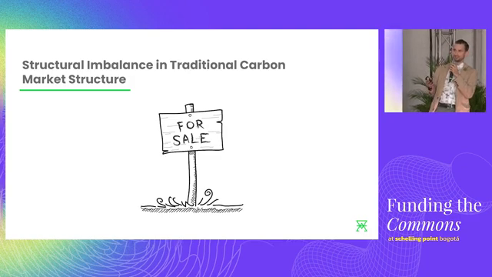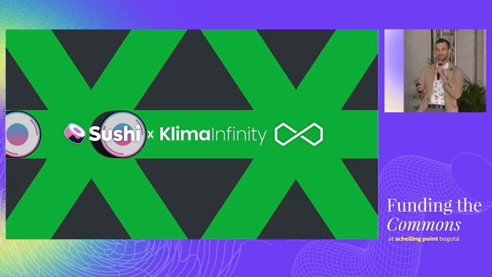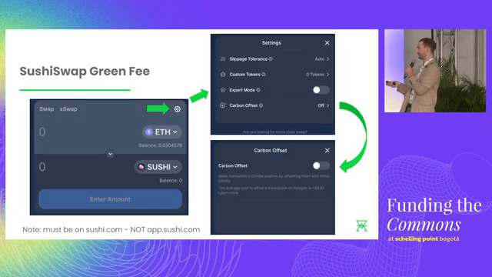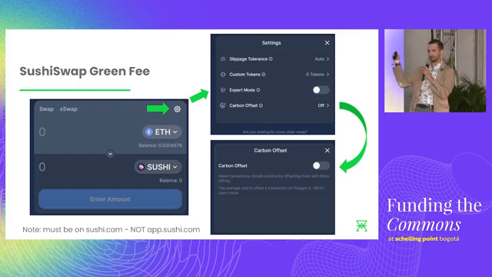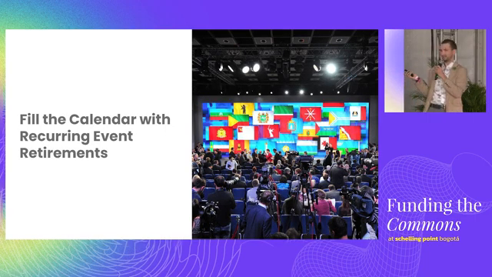When a corporation shows up, it's not correlated one-to-one with a corporate offsetting initiative, but is really driven by economic activity on chain. So that's one example. This is just a walkthrough. You can go to the advanced settings in SushiSwap on sushi.com, and you can try this out yourself.